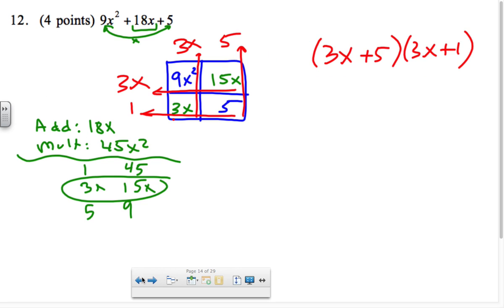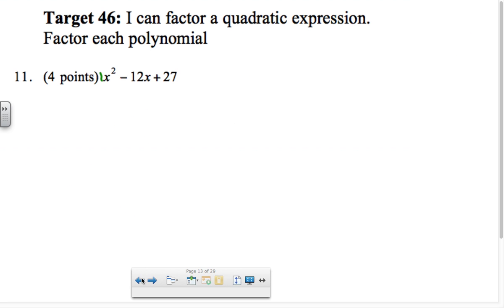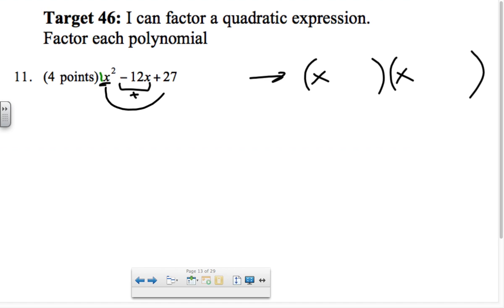Now, if I go back to number 1, I could do the same thing. But the shortcut here is, since the leading coefficient is 1, to get my x squared, I'm just going to start out with an x and an x. And the magic question, you'll have to add to that and multiply to that. Those two, the answer to the magic question just go here and here. So I need two things that add to negative 12 and multiply to 27. So I'll think of my factors of 27.